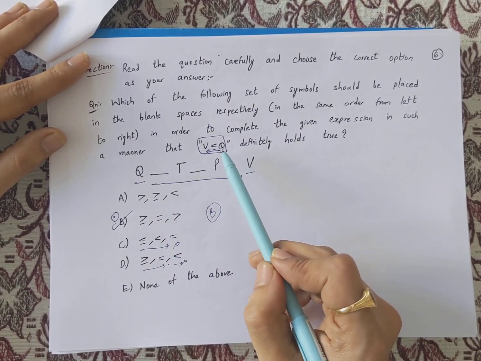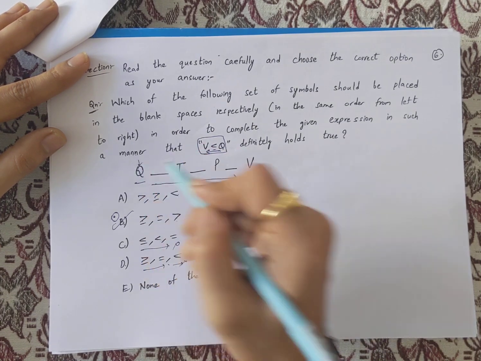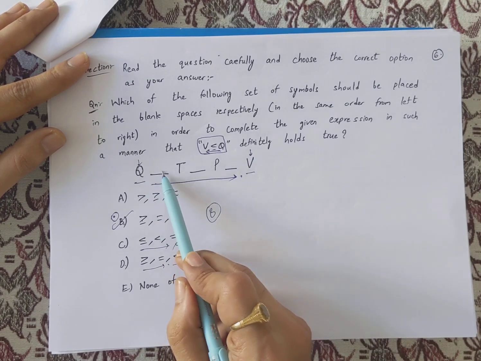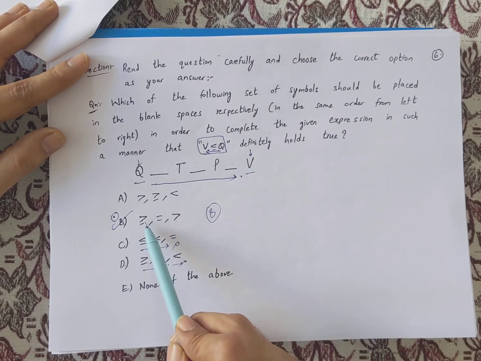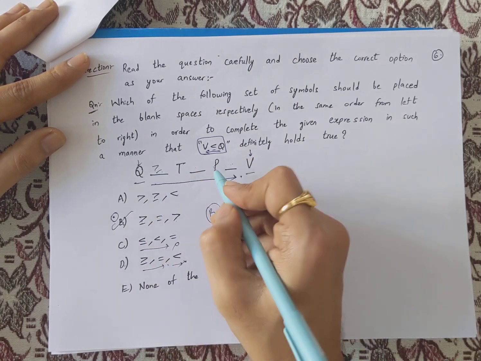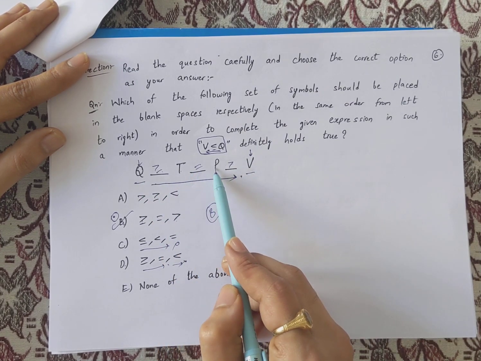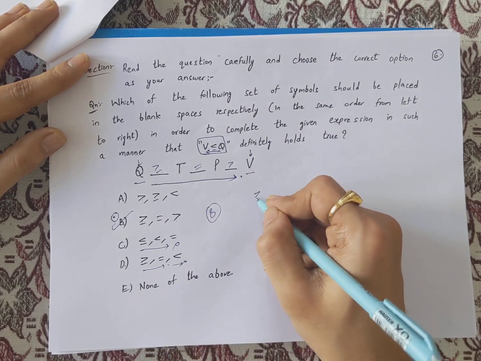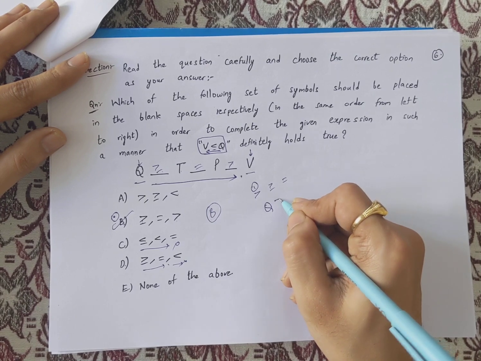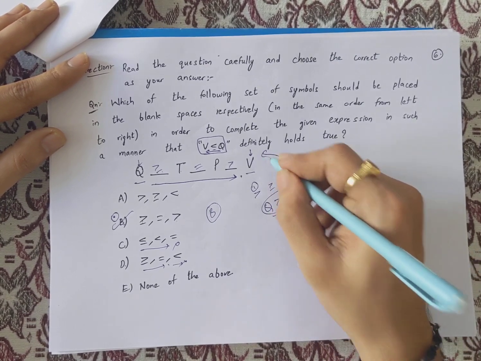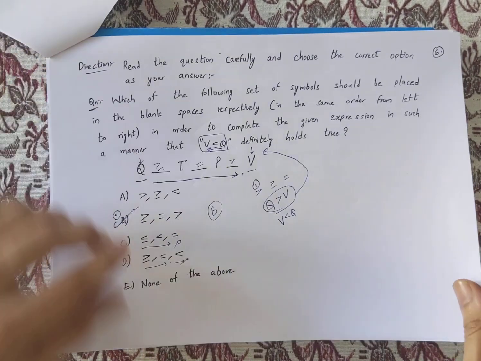So as per the question, we need to move from Q to V. Q is at the left end, V is at the right end. So we need to see three symbols or comparison signs such that we can move from Q to V. These three symbols fit in such a manner that from Q we can move to T, from T to P and P to V. And also based on the priority of symbols, this would be your first priority. So the answer is Q greater than V. This holds true. Q greater than V is nothing but V less than Q. So B is your answer.